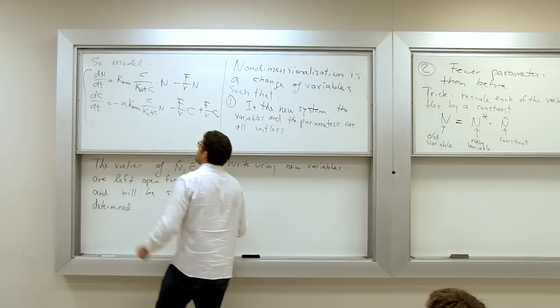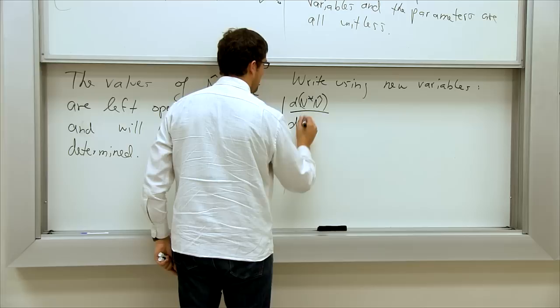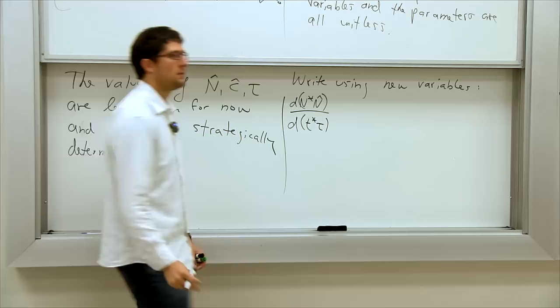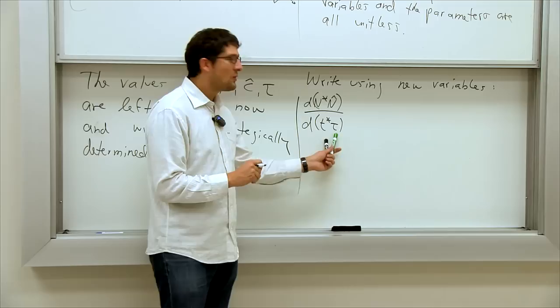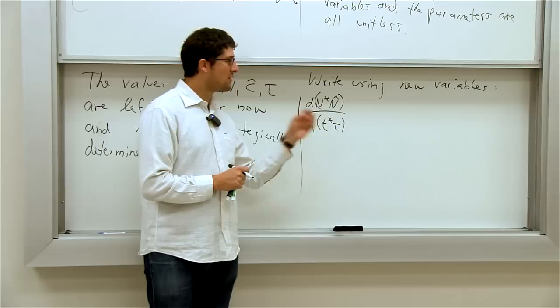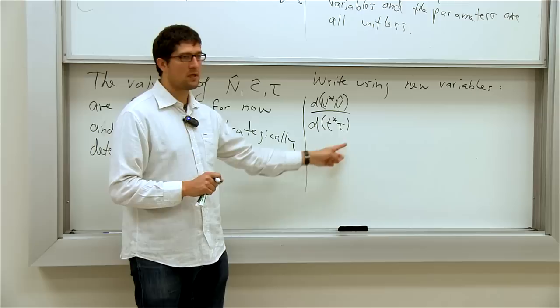Okay, so here's how we do this. Instead of dN dT, we're going to write d of N star N hat, over d of T star tau. I know this looks funny. The more mathematically inclined you are, the more unhappy you're probably going to be about writing a product here in the bottom. In fact, this method works best if you use Leibniz notation. If you're using Newton notation, you write it as n prime, then you're going to miss on this substitution here, and it's not going to work. So it gets even more tricky. It's best if you use Leibniz notation.